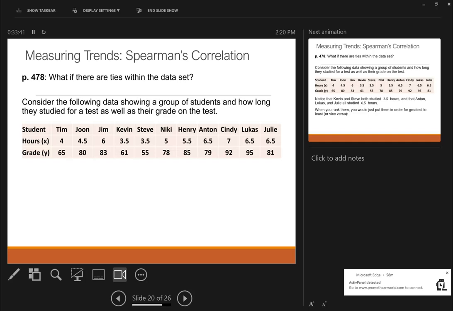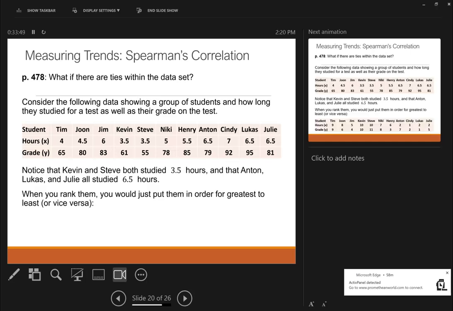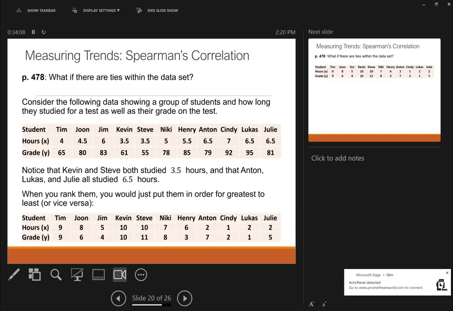What happens if there's ties, though? What do I do if there's a tie? So notice that Kevin and Steve both studied for 3.5 hours. And Anton, Julie, and Lucas all studied for 6.5. I have 2 ties. How do I order them from greatest to least with a tie? Oh no! Well, this is what you do. So, this is the correct ranking, what I've done here.